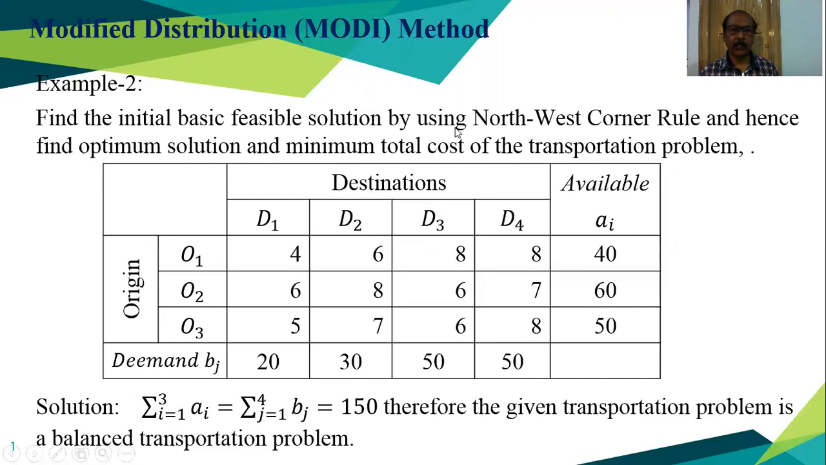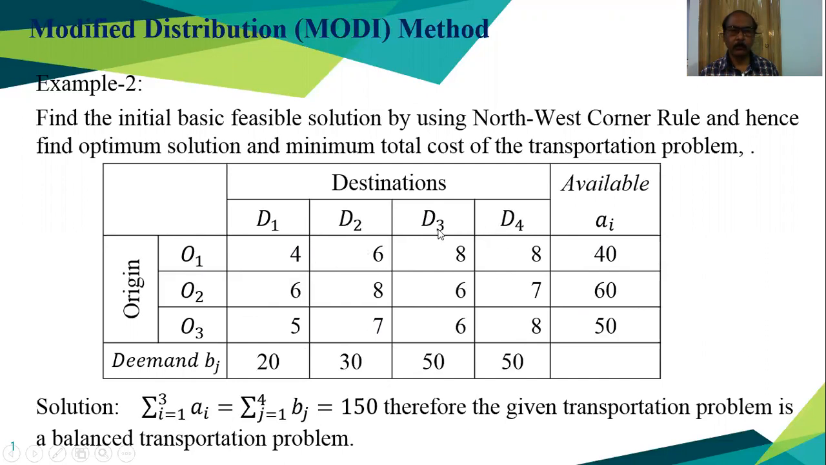Find the initial basic feasible solution by using the northwest corner rule, and hence find the optimum solution and minimum total cost of the transportation problem. A transportation problem is given, the transportation cost is given, availabilities are 40, 60 and 50, and demands are 20, 30, 50 and 50. There are 4 destinations and 3 origins.